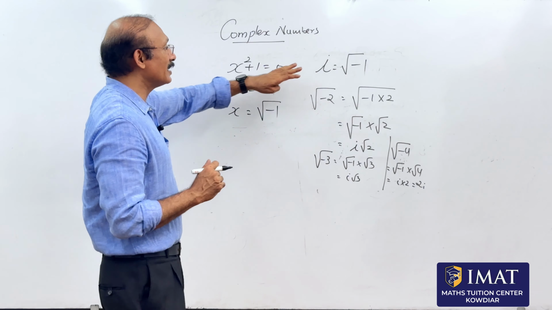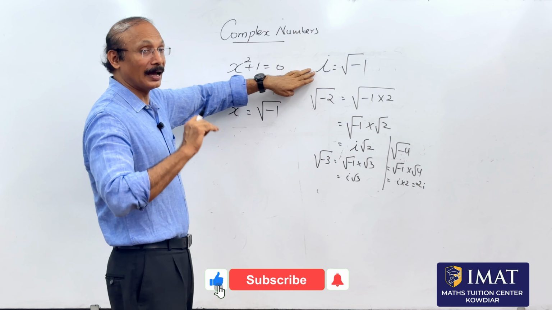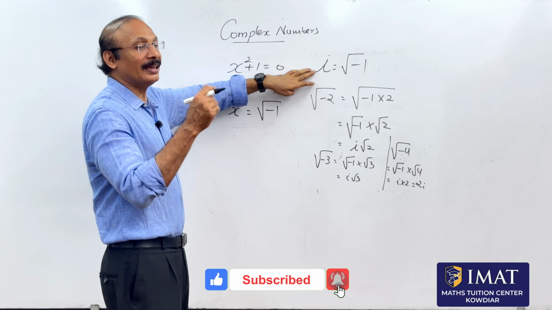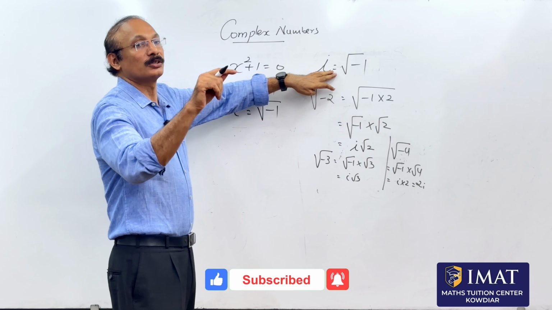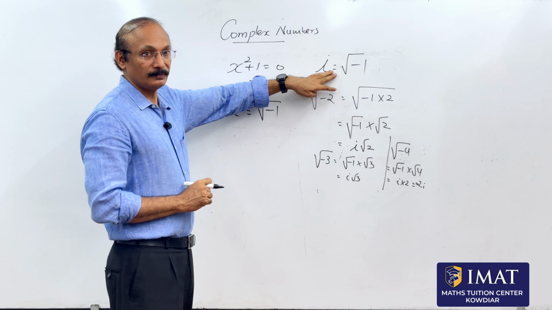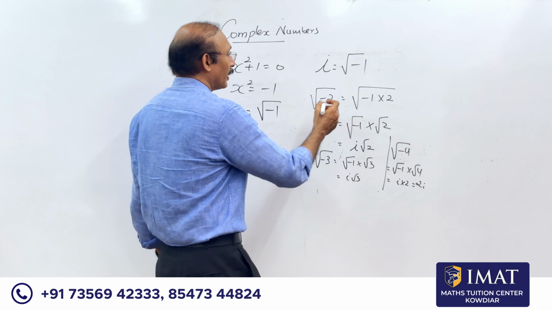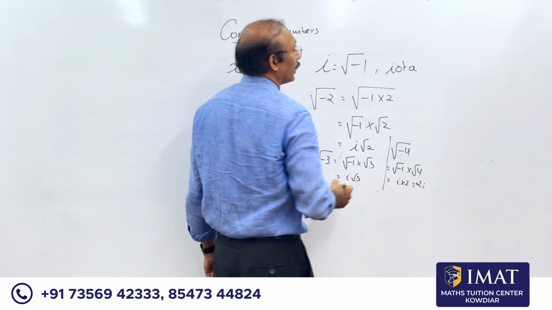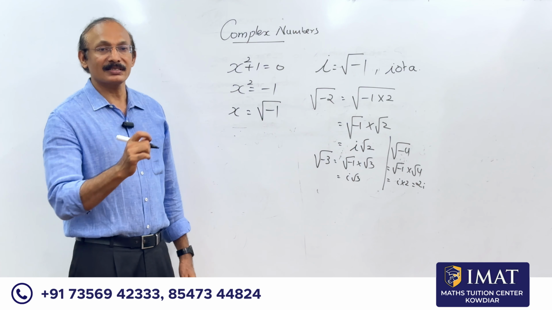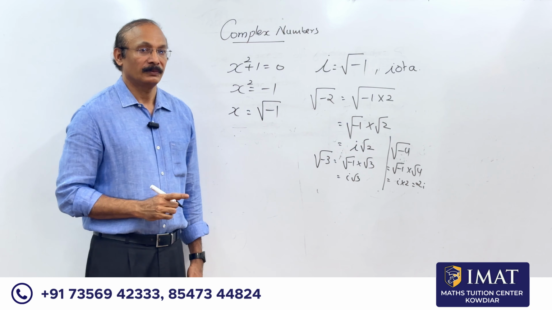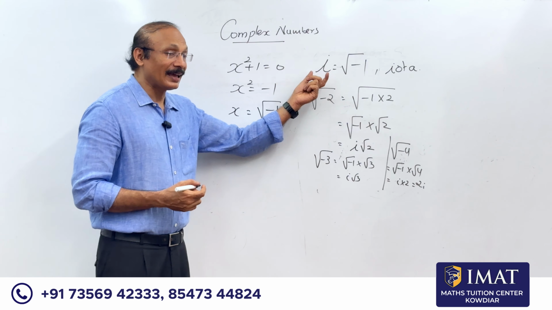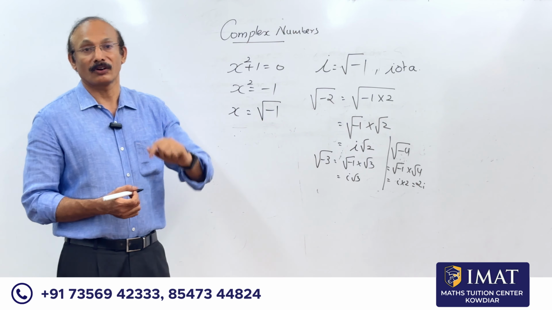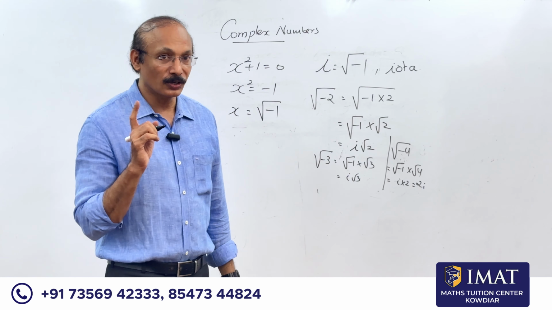Okay. So I is the first letter of the word imaginary, and I is given a value square root of minus 1. When you refer to some higher level textbooks, you will see that I is also called iota. So I is the first letter of the word iota, or you can say imaginary, and I has been given a value square root of minus 1. I hope this much is okay to you.